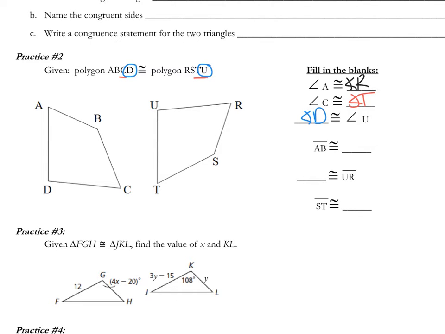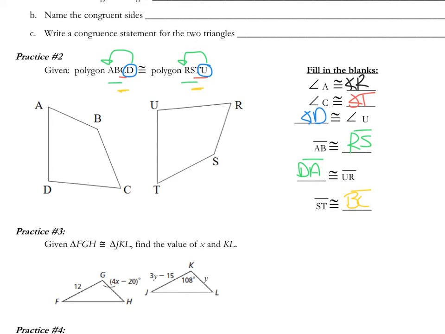Now the segments, we have to follow order. So A to B, R to S. U to R, so I'm going to go D to A. And then S to T, B to C. I'm hoping that you are recognizing that there's order along the congruent statement. All right, let's move on to the next example.